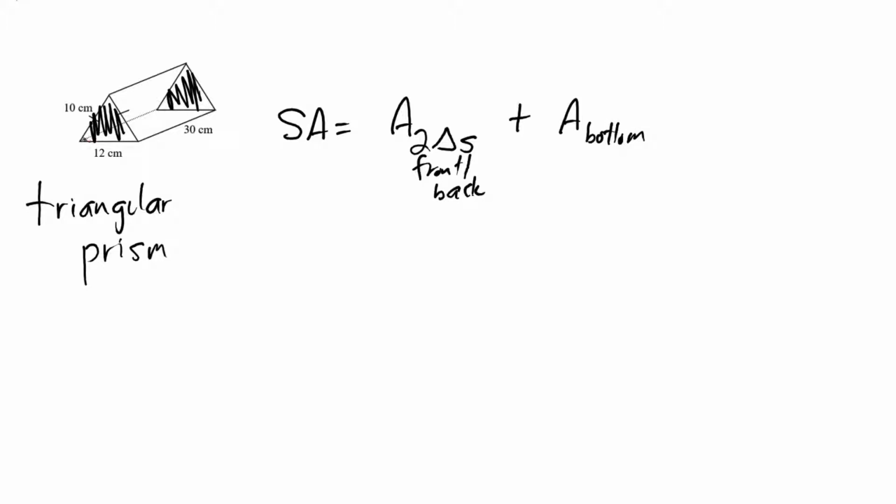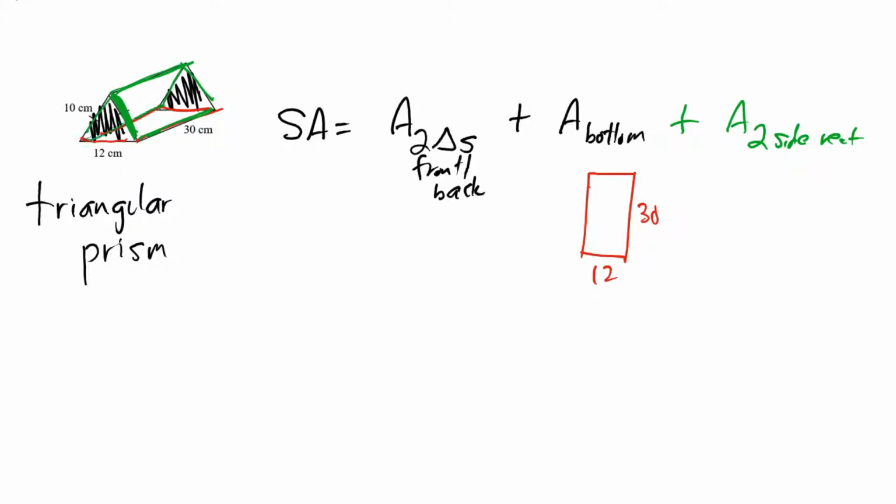rectangle, which I can see here is 12 by 30. Let's just put the dimensions in here while we're doing that. 12 by 30. And we have two side rectangles, 30 by this value here, 10, this one being identical to the one on the back side. So 30 by 10.